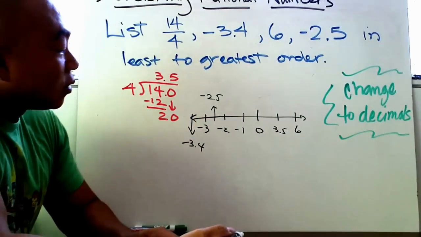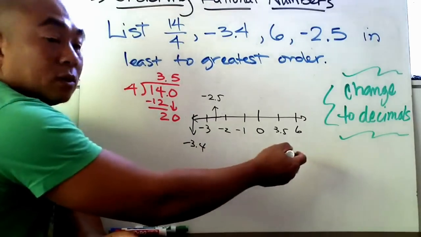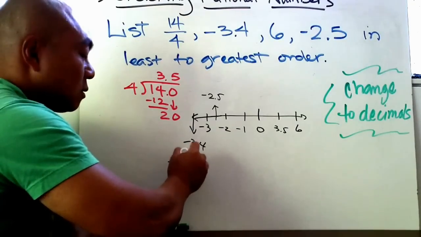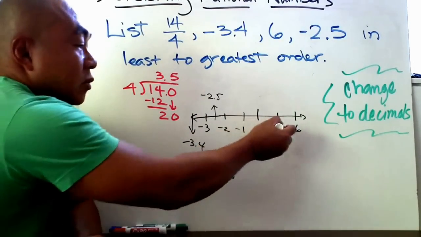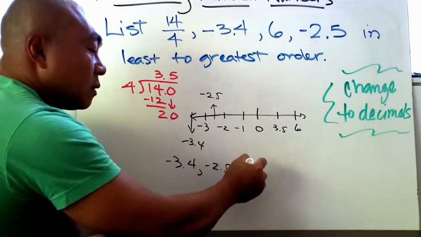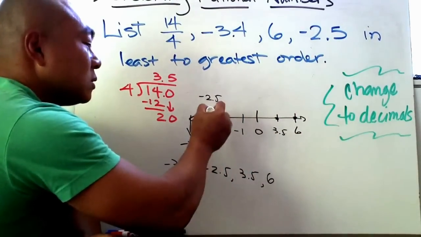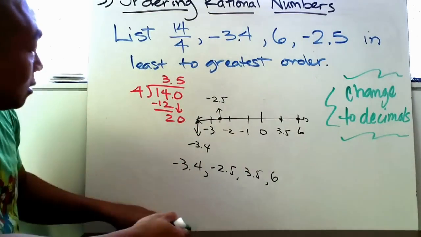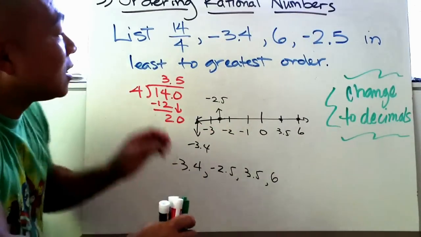So, looking at how you're going to graph this out, or to do a least to greatest order, just go left to right. This would be your lowest, so negative 3.4. The next number would be negative 2.5. The next number would be 3.5. And the next number would be 6. Okay? You could put little dots here if you needed to, so that way you have ideas of where your numbers are going to be. Okay? And that's it. So the main thing about this one is change to decimals. Makes things a lot easier.